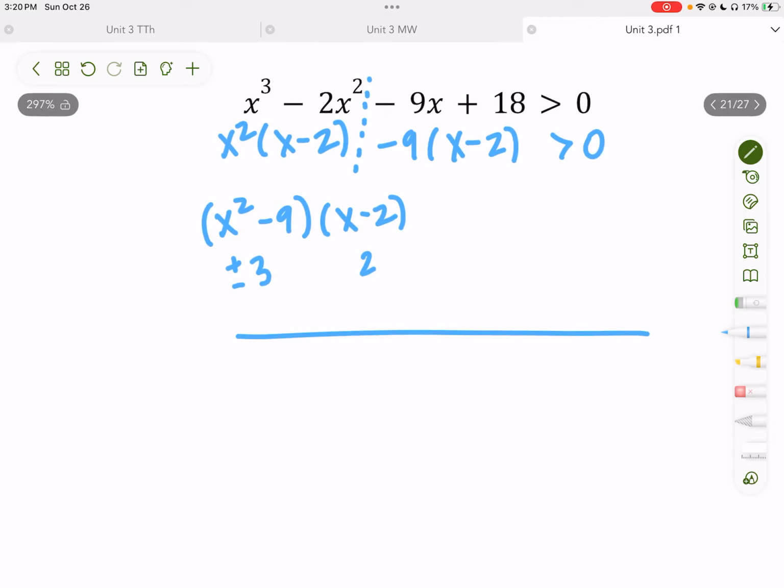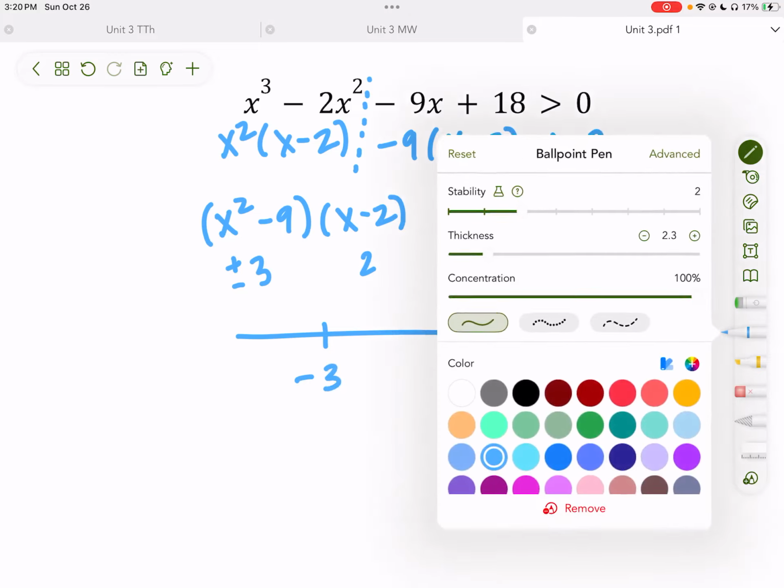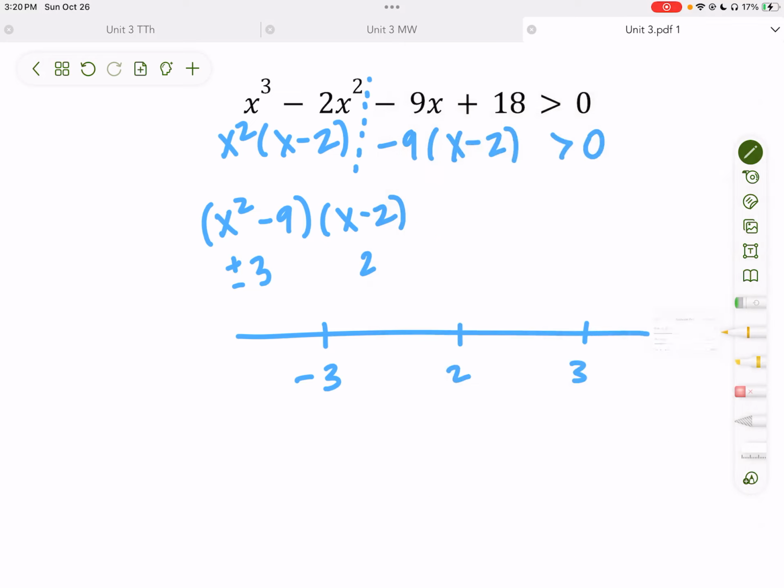So let's make our number line. -3, 2, and 3. So yes, unfortunately, that means you're going to have to plug in 2.5 or some sort of decimal because you have critical points at 2 and 3.